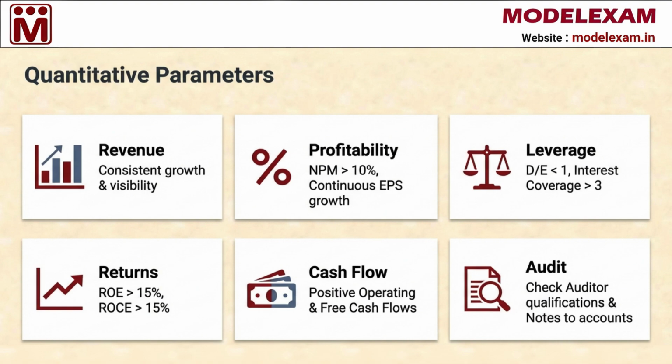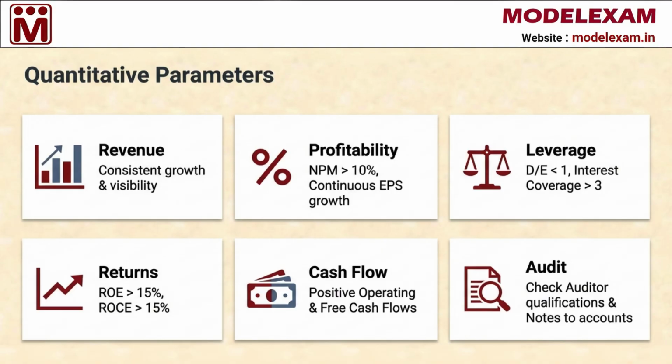Now we move to the quantitative parameters. This is where we look at the health of the numbers. First, look at revenue for consistent growth. For profitability, we want to see a net profit margin greater than 10% and continuous growth in earnings per share.